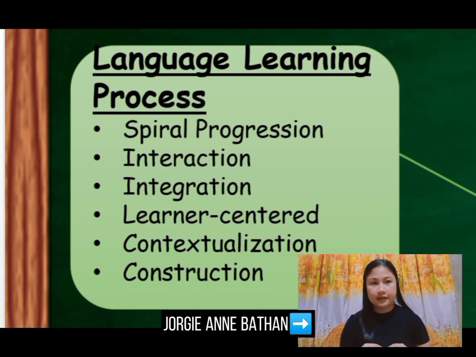The salient feature is the language learning process. In here we will discuss the 6 guides that we can use in the student's acquisition of knowledge about the language. First is the spiral progression. Spiral progression is a teaching approach that is used in the K-12 curriculum.